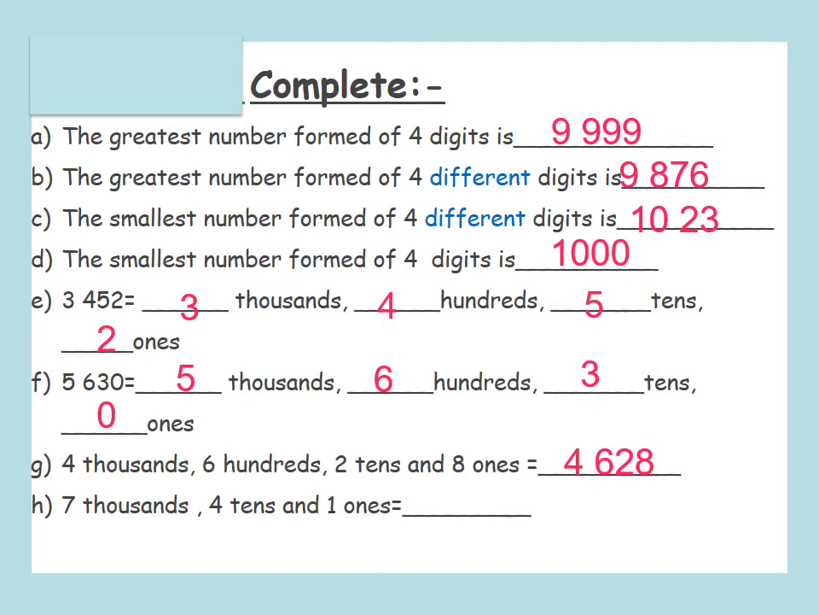Okay, the next one, 7 thousand, 4 tens and 1 one. There is something missing. We can't write thousand, then tens. We have hundreds in between. So we don't have hundreds, so we will put 0 instead of the hundreds. So we write 7, 0, 4, 1. So it will be 7,041. We have to put 0 instead of the hundreds. We can't jump from 1,000 to tens. Okay? Don't forget this.